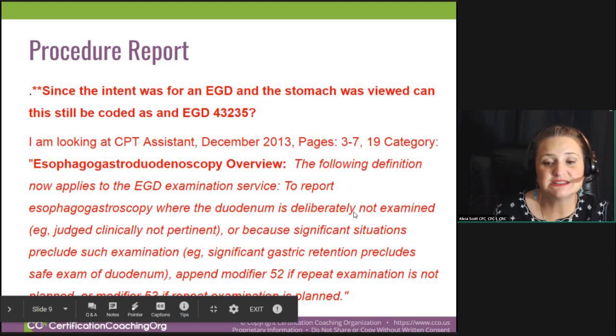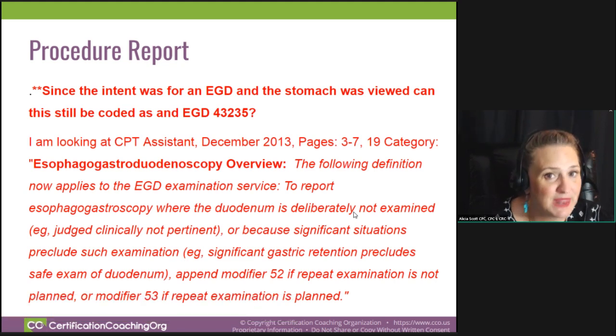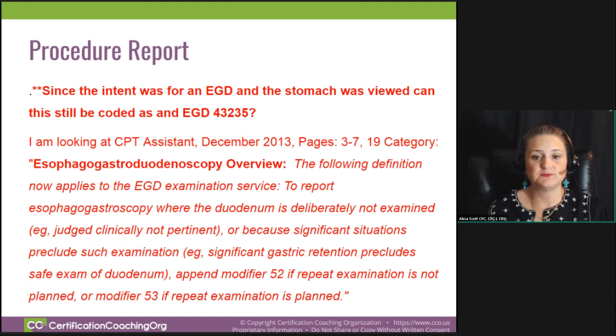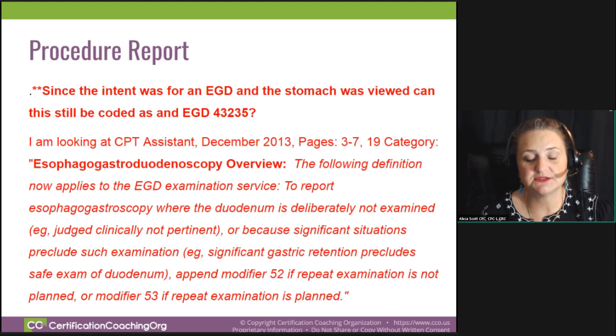If a repeat examination is not planned. Okay, now let's stop right there. So they go in, the patient that we're looking at, the op that we just looked at. They didn't state whether they were going to go in and look again or not. Now, it could have been in the rest of the op, and she just didn't copy and paste that to give that to us.